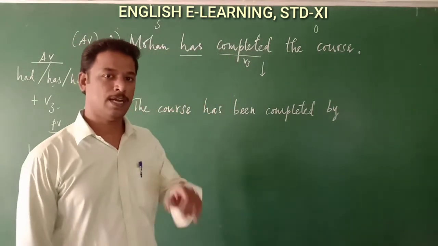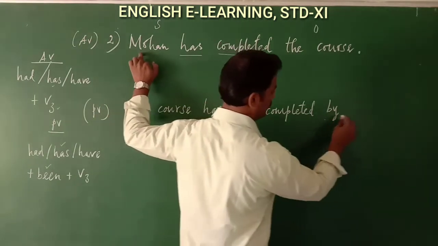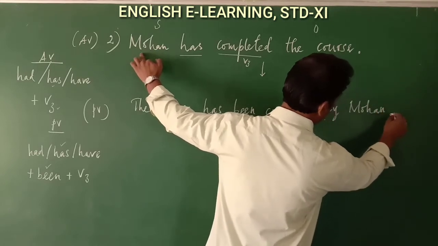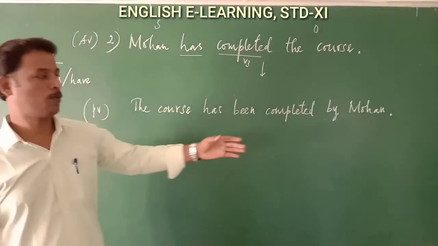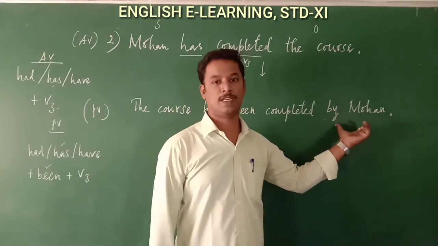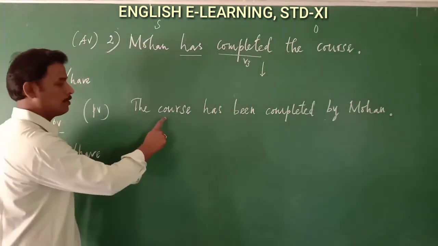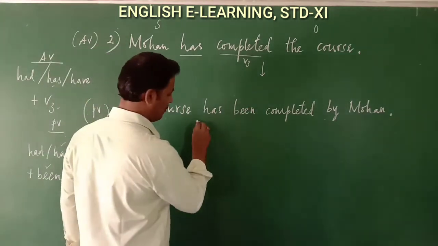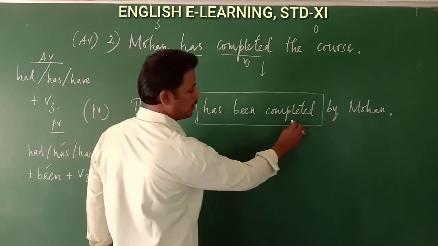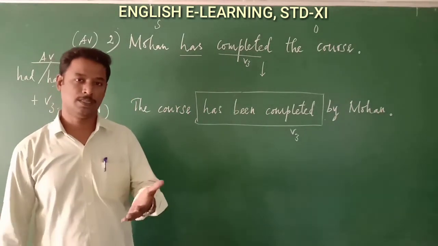We have to write the agent. While writing the agent, we have to add the preposition by. Right. By, who is the subject there? Mohan. So we can change that subject into an object. And this part, by plus object, this phrase is called the agent of this action. Right. So the course has been completed by Mohan. Look at the verb pattern here. Has plus been plus verb 3. Okay, right. Let me move to the third example.